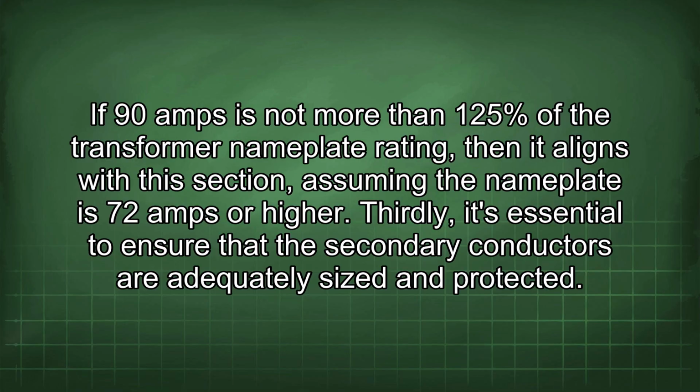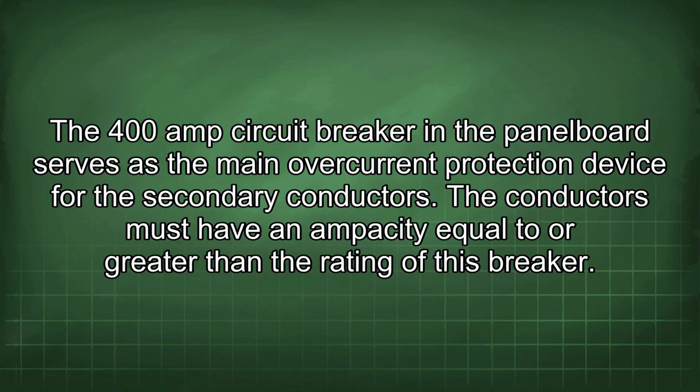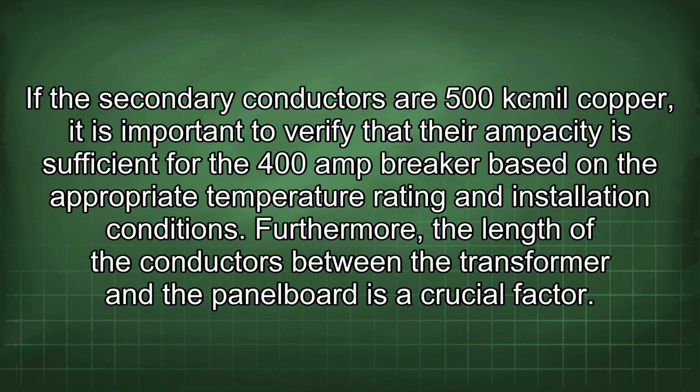Thirdly, it's essential to ensure that the secondary conductors are adequately sized and protected. The 400 amp circuit breaker in the panel board serves as the main overcurrent protection device for the secondary conductors. The conductors must have an ampacity equal to or greater than the rating of this breaker. If the secondary conductors are 500 kcmil copper, it is important to verify that their ampacity is sufficient for the 400 amp breaker based on the appropriate temperature rating and installation conditions.